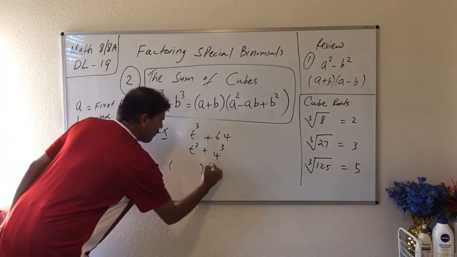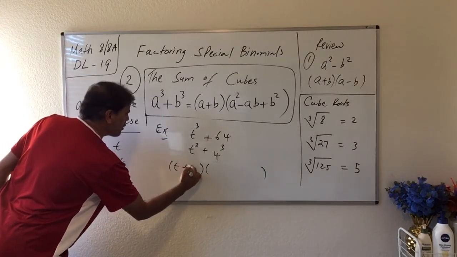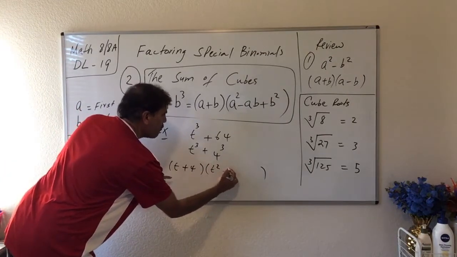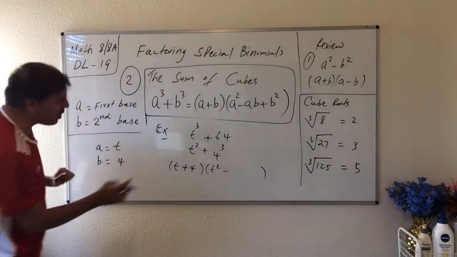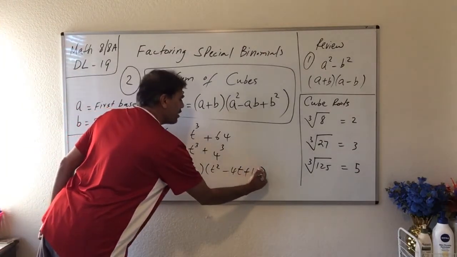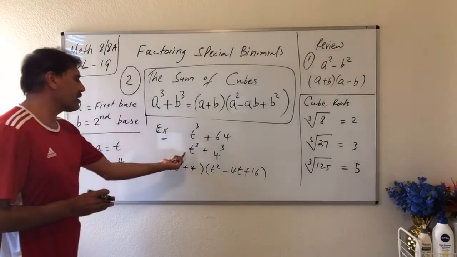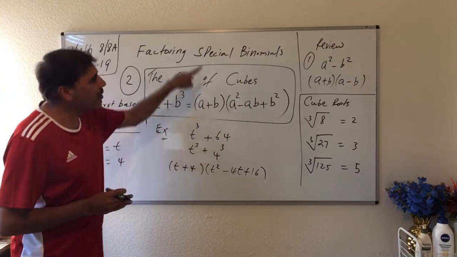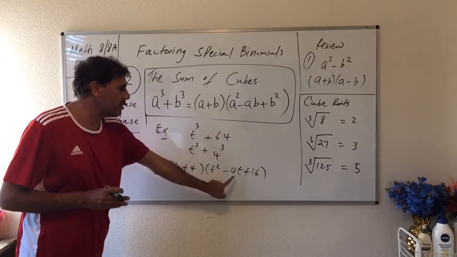So here it is, binomial times trinomial. If it's a plus, it's going to be the first base plus the second, a plus b. Square of the first, t squared, minus. Remember, there is always a minus here. Then multiply both, a times b is 4 times t, 4t. Then square the second base, 4 squared is 16. And that's the answer. So just one step, but I suggest you write it as a cube plus b cube first. But remember, the answer is going to be binomial times trinomial, and everything is positive. Only the middle term here is negative.